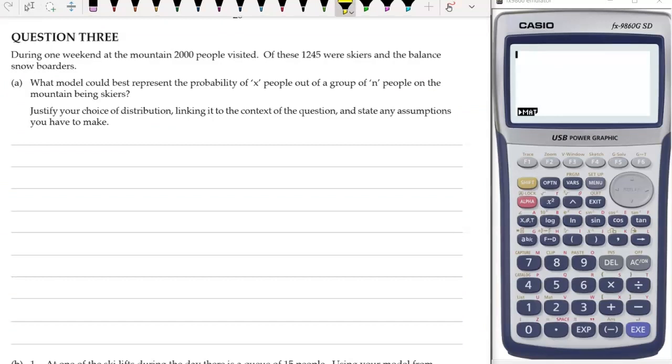Right, on to question 3. We've got one weekend with 2,000 visitors. 1,245 of them were skiers and the rest were snowboarders. What model would best represent the probability of X people out of a group of N people on the mountain being skiers, and then justify your choice of distribution? So we have N, a number of trials, and we're working out the probability where we've got a given proportion of 1,245 out of 2,000. So that makes it a binomial distribution, and we'll run through that justification.